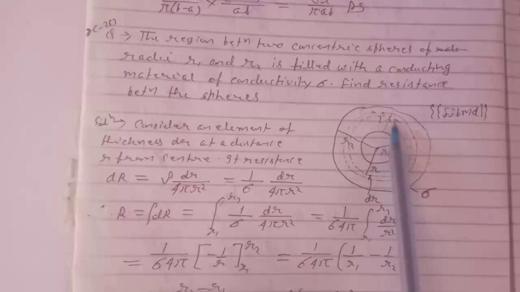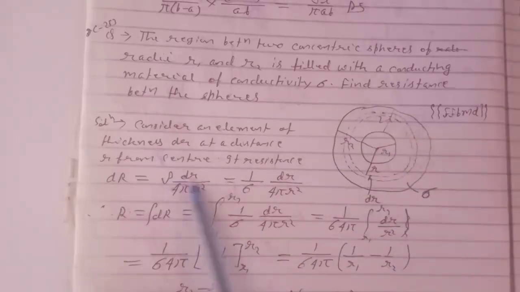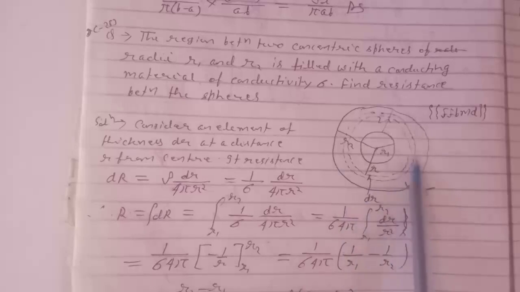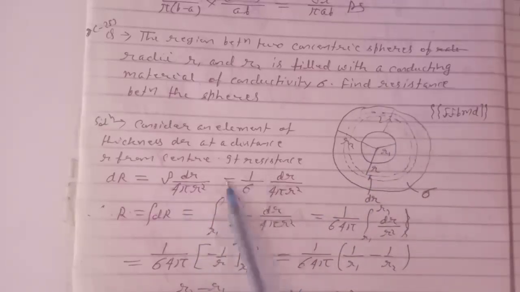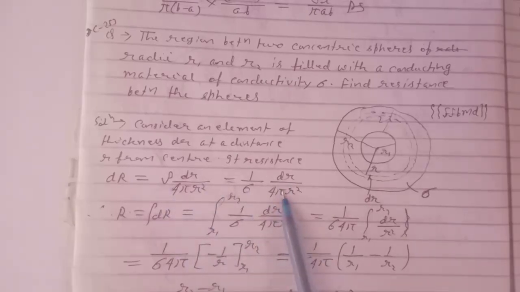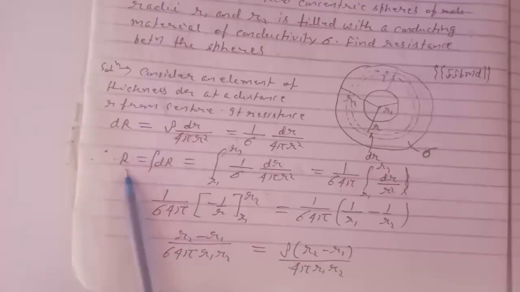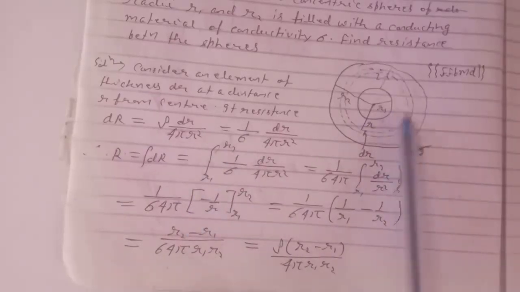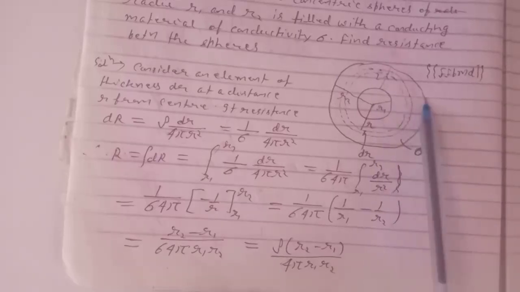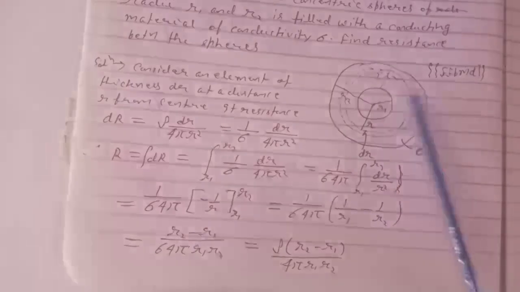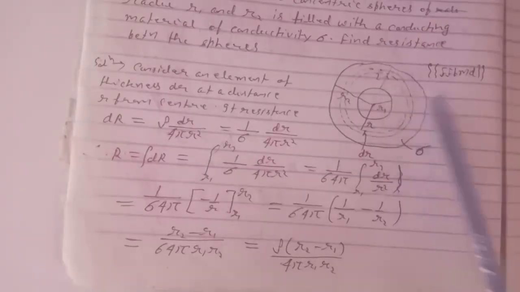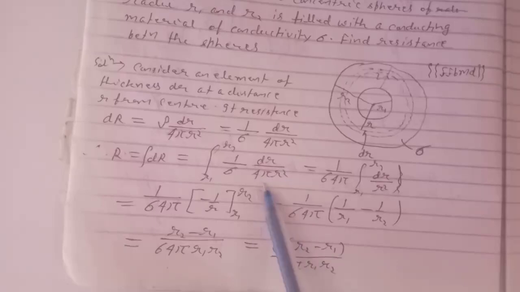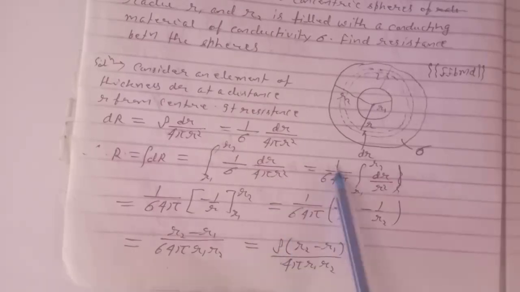So rho into dr, because this is of thickness dr and the length is in this direction, into, its cross sectional area will be 4 pi r square, which equals 1 by sigma, because rho is equal to 1 by sigma, into dr by 4 pi r square. Hence R equals the integration of dr from r1 to r2, because we have to calculate the resistance of this part.